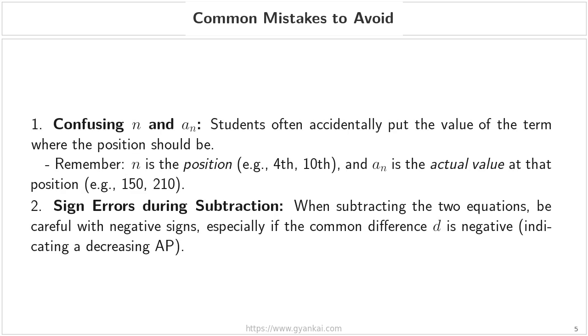Second, watch out for sign errors during the subtraction step. As we saw in the previous slide, we subtract one equation from another to eliminate the variable a. If your common difference, d, happens to be a negative number, which means the sequence is decreasing, you must be extremely careful when subtracting a negative value. A single misplaced minus sign here will throw off your value for d and subsequently your value for a.